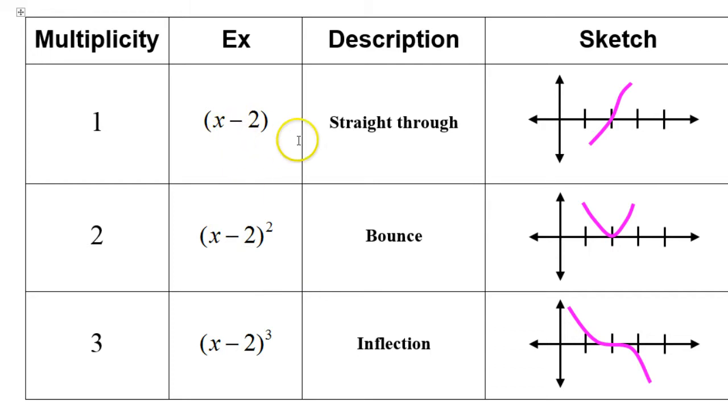If it's a single factor, the graph just passes straight through like this. If it's a double factor, then you're going to have a bounce off of the x-intercept like that. If it's a triple factor, then we are going to have what is called an inflection. That looks like this. It's where the graph sort of flattens out as it passes through the x-intercept and then curves back and continues on. So we have to keep that in mind.